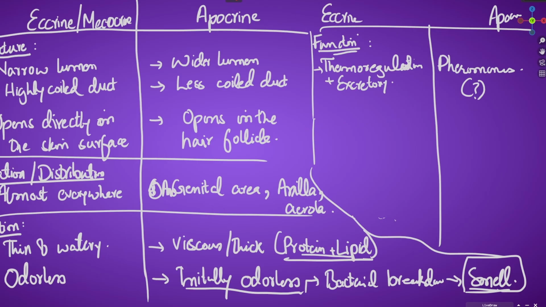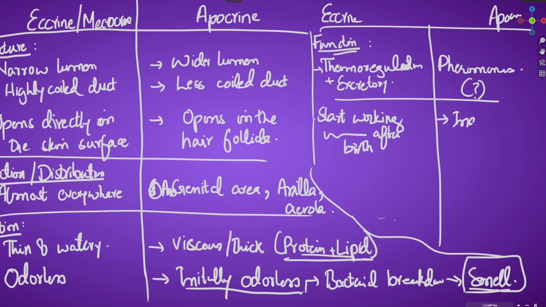After the function, the eccrine sweat glands start working immediately after birth. But these apocrine glands are inactive till puberty. Then as puberty arises, under the influence of sex hormones in both genders, these glands become active and start functioning. And I think that was all.